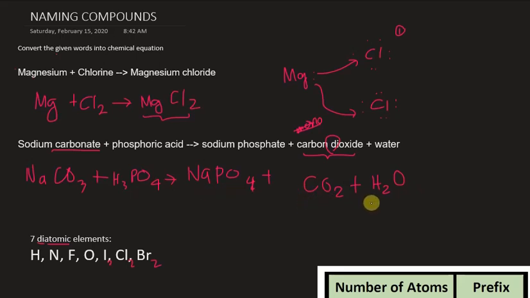Okay, so this is the chemical equation for sodium carbonate plus phosphoric acid producing sodium phosphate plus carbon dioxide plus water. And again, you can still balance this one, and that will be another task.